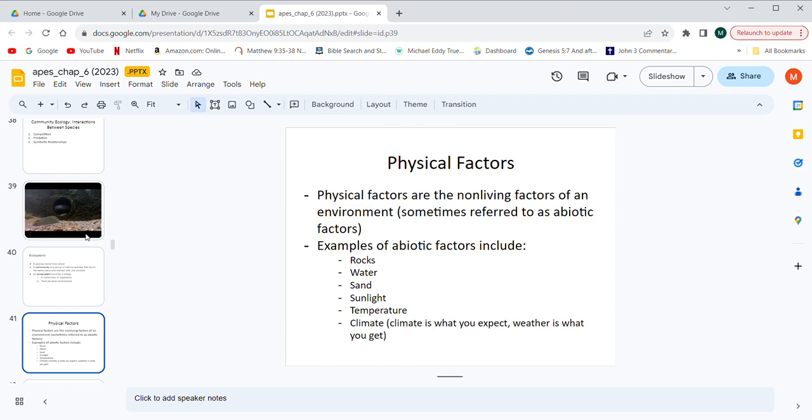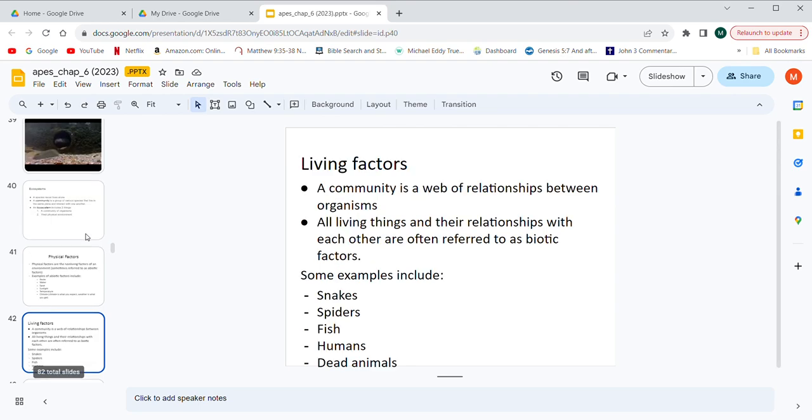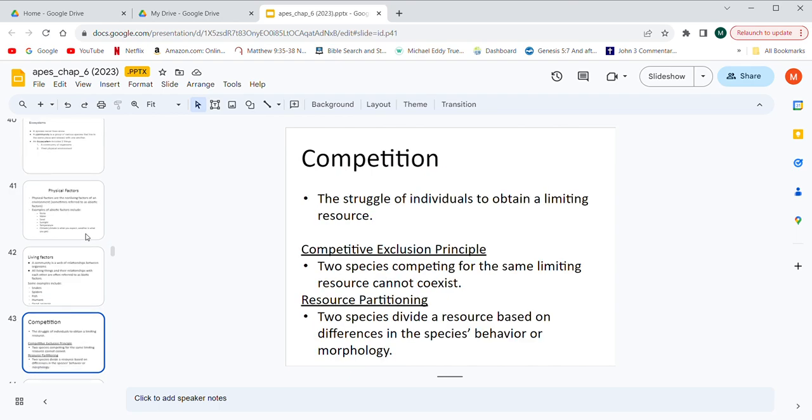And by the way, this is not an all-encompassing list. This list could be a mile long. Living factors, of course, are the relationships that organisms share. And we're going to talk about some of those relationships, how they form and what shape they take. But they include anything that's alive: snakes, spiders, fish, humans. Dead animals are usually included in biotic factors because they once were living. So a lot of the ways that these different species interact is through competition.